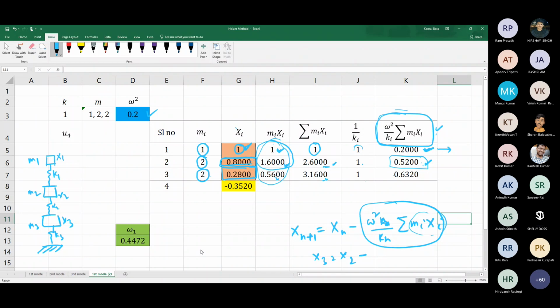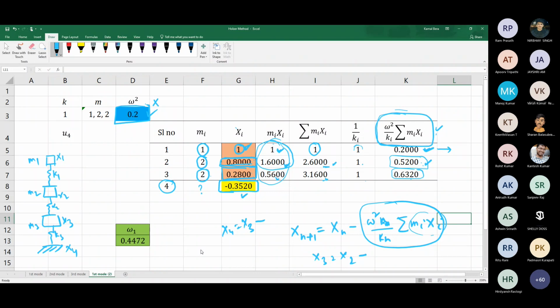Then x4. x4 will be what? x4 will be x3 minus this thing, right? So x3 is 0.28 minus 0.63 is minus 0.35. That is x4. I have written the serial number 4, which doesn't have any mass. It is the base basically. So x4 has to be 0, right? But we have not got 0. So our assumption is very bad. So you have to properly choose it so that it is close to 0.